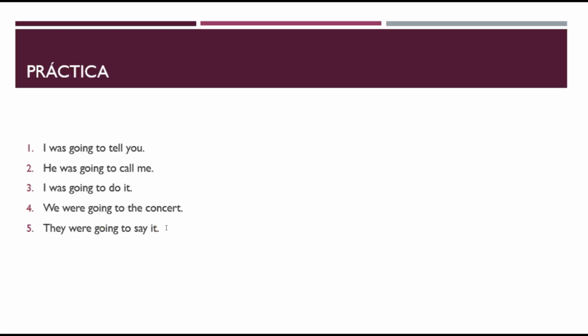So, for example, in practice, I had you guys do this on Tuesday. I was going to tell you would be iba a decirle, or iba a decirte, or iba a decirles. So there's a few possibilities in number 1. He was going to call me, iba a llamarme. Number 3, I was going to do it. Iba a hacerlo.